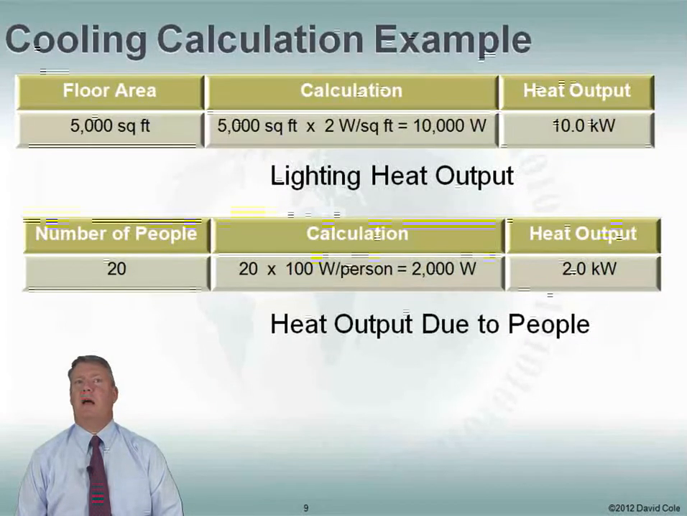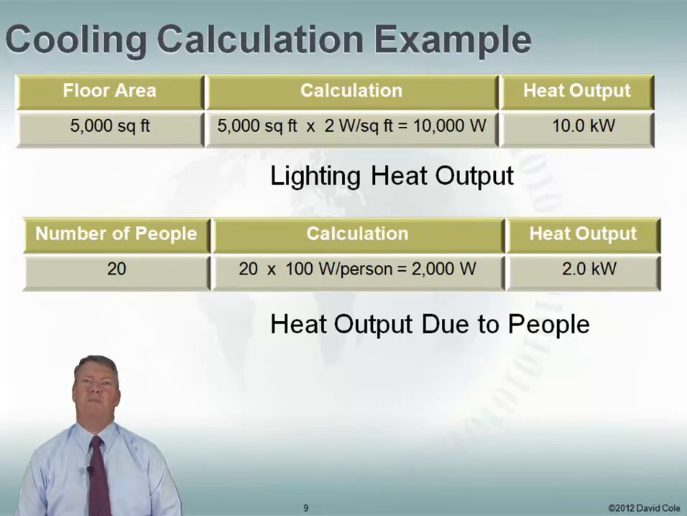Let's look at lighting. I just take my entire floor area, 5,000 square feet, and figure about 2 watts per square foot. So I get 10 kilowatts of heat output from my lighting. My heat output due to people is about 100 watts a person. So if I have 20 people in my data center, that's about 2 kilowatts of heat output.